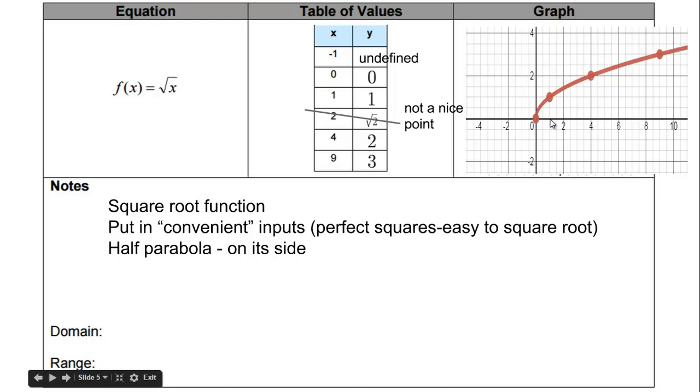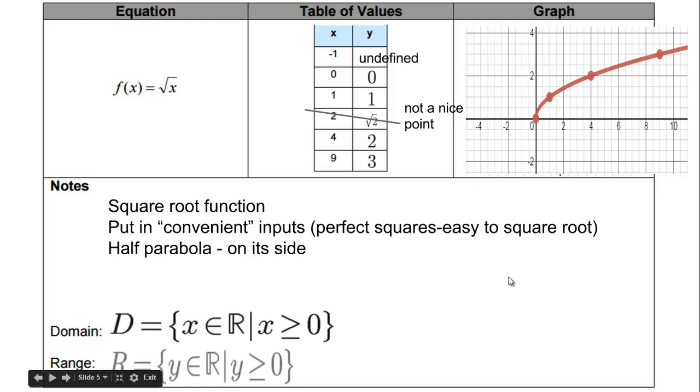Yeah. So I mean, you could see the step pattern over 1 up 1, over 1 up 3, over 1 up 5. It still works, although that gets a little confusing to draw it that way. Domain is x greater than or equal to 0. And the range is greater than or equal to 0. It's all real numbers. We can get all real numbers. Some of them just might not be nice.